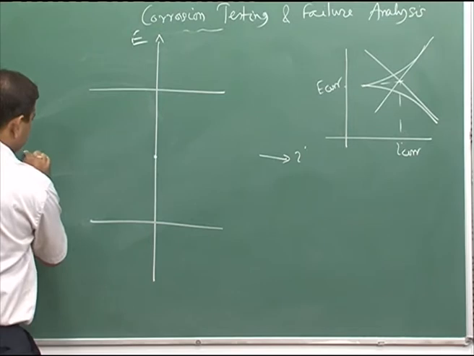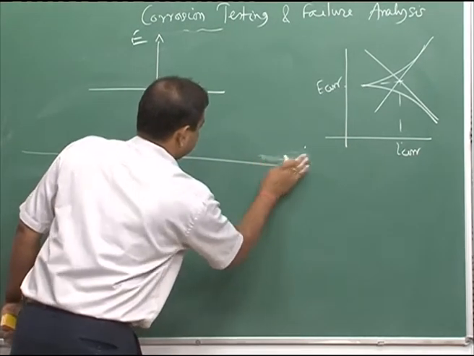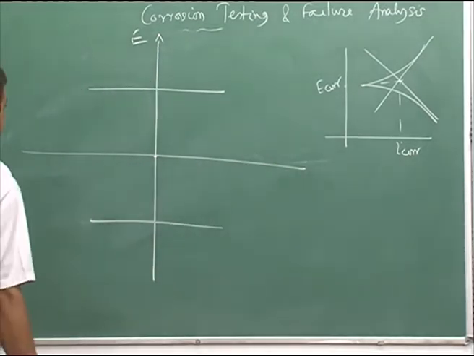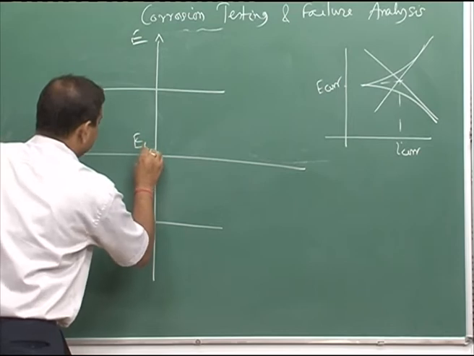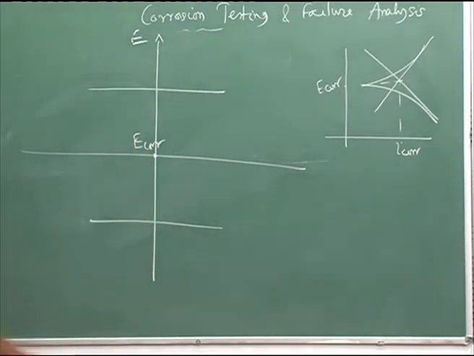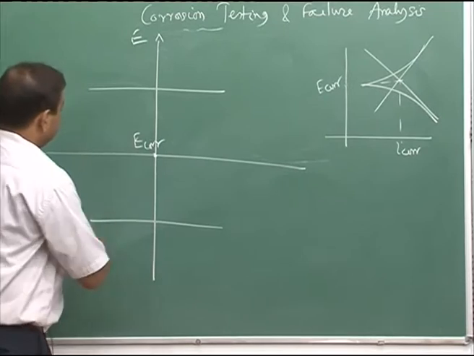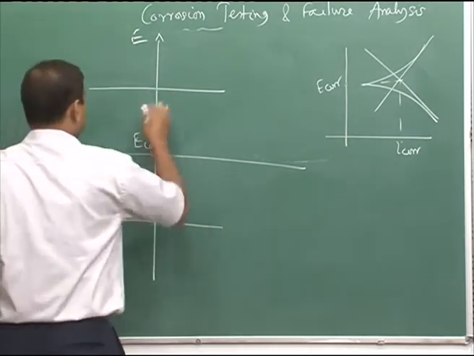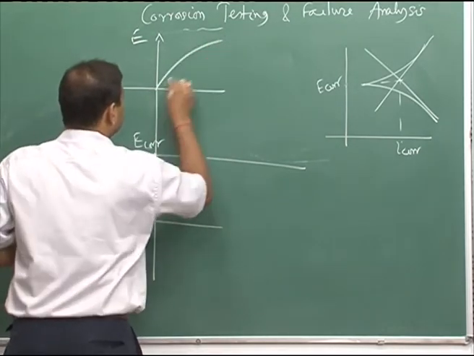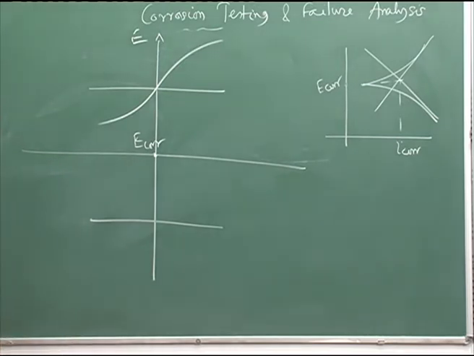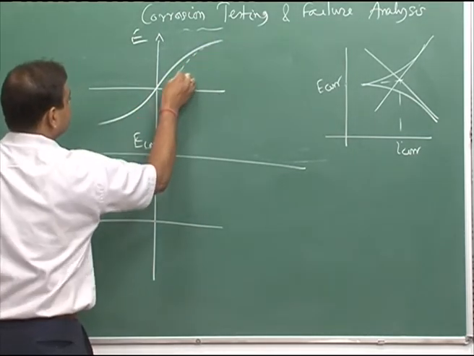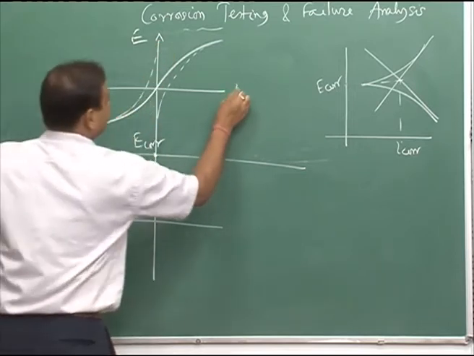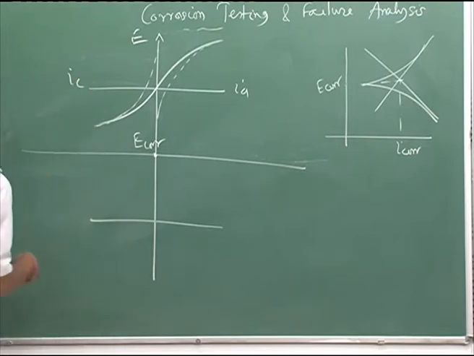So, on this line, this is the point which is E core, which is nothing but this. And if we consider the cathodic polarization, it would be like this, and we have these two lines, and this is my I A, this is my I C for the cathodic reaction.